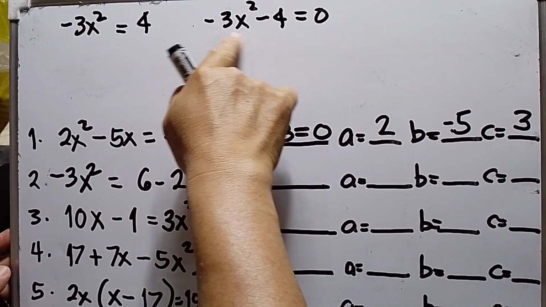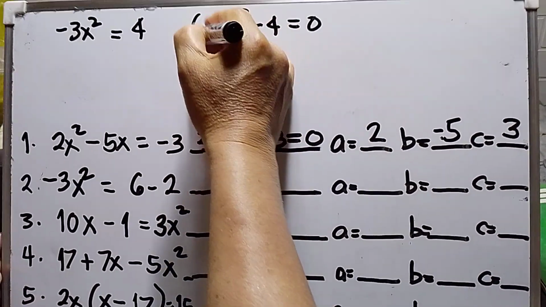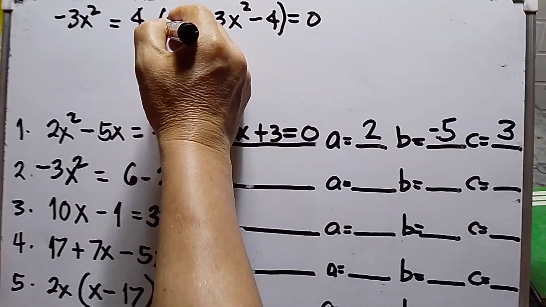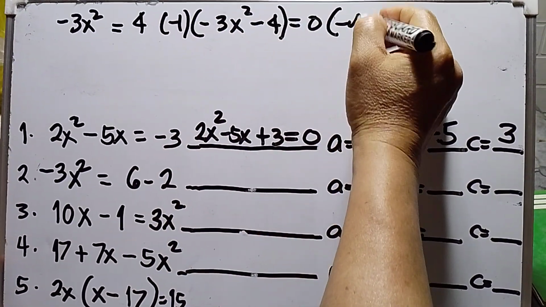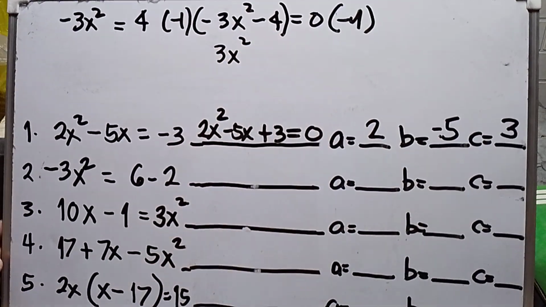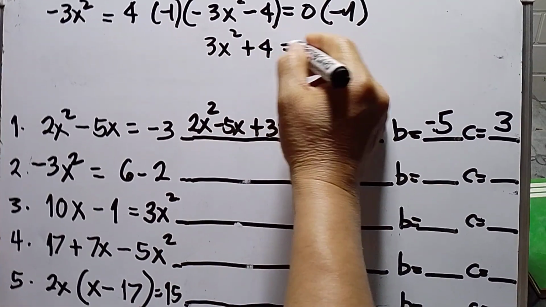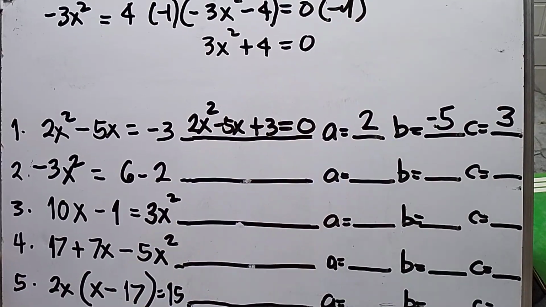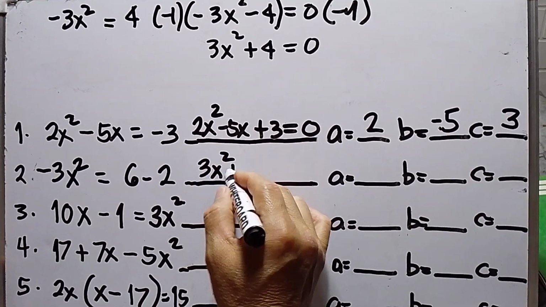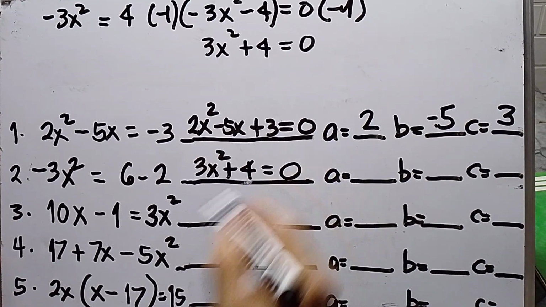Since my first term has a negative sign, I need to multiply this by negative 1 on both sides. So this will be 3x squared plus 4 is equal to 0. So my equation for number 2 is 3x squared plus 4 is equal to 0.